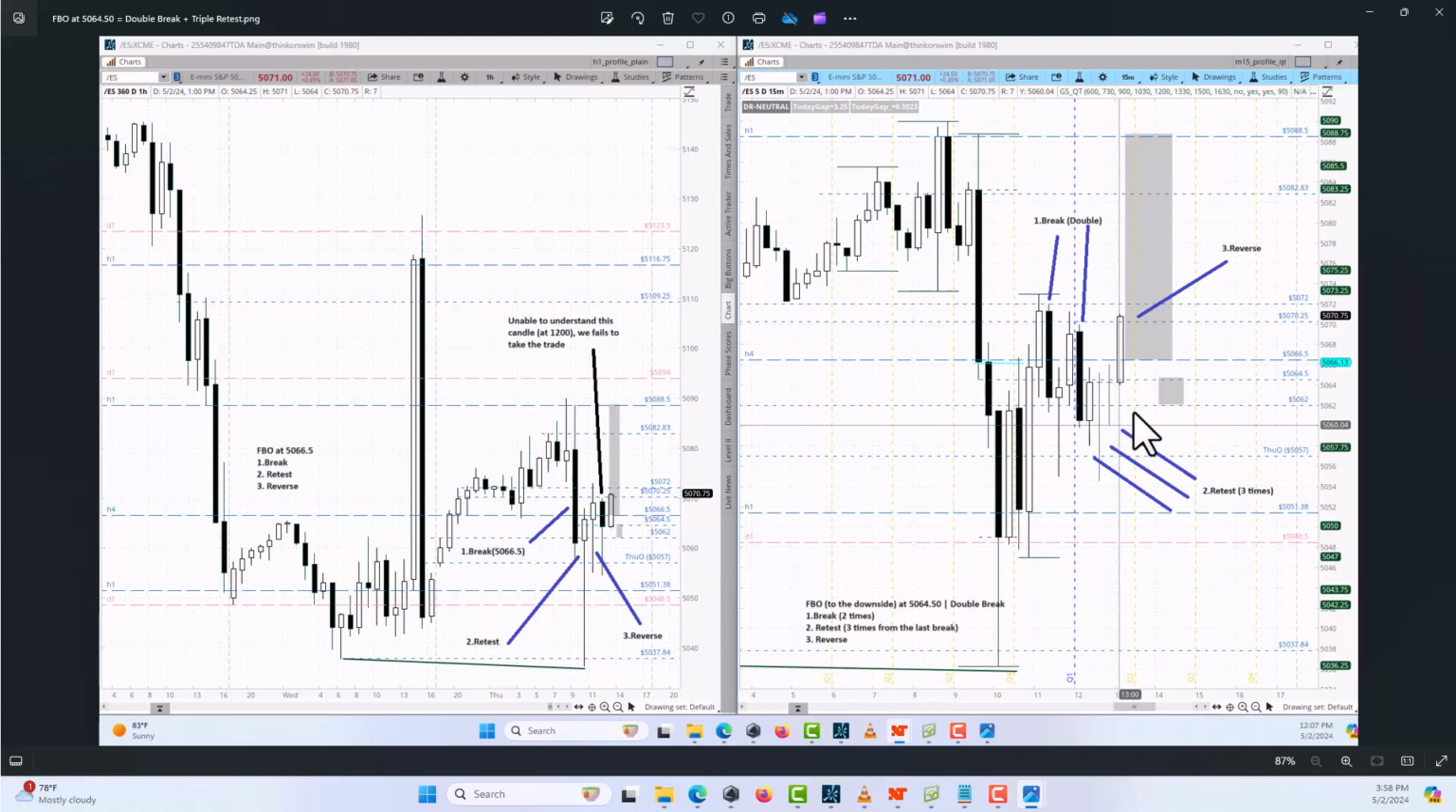The reason why we didn't take this trade is because when we look at a 1 hour time frame we get confused, especially the candle at 11 right here, we get confused.